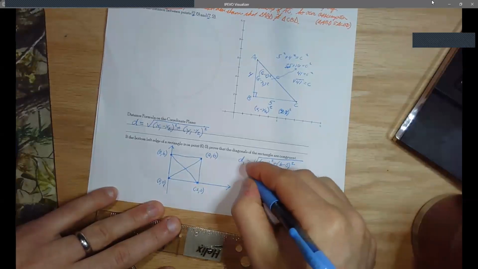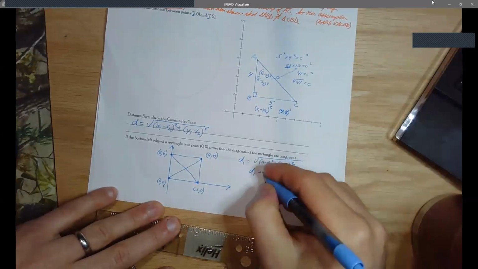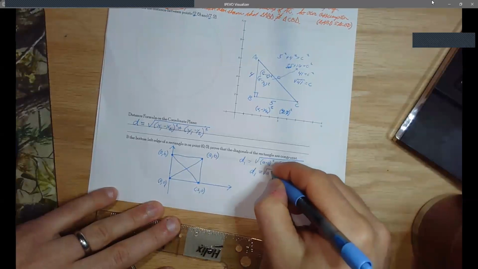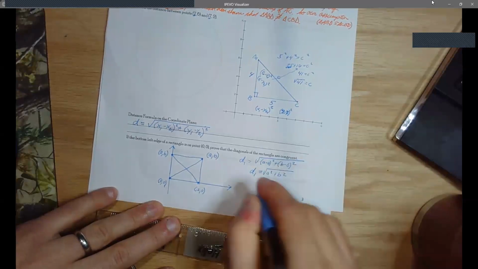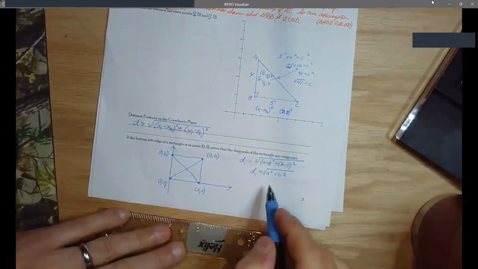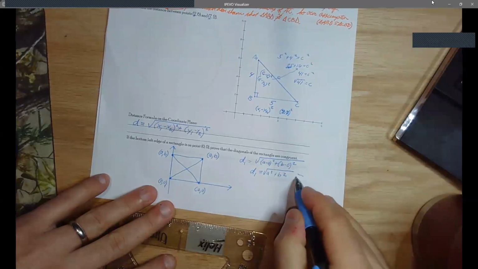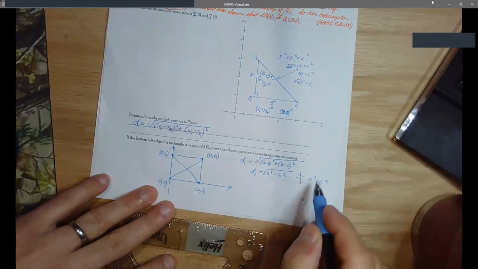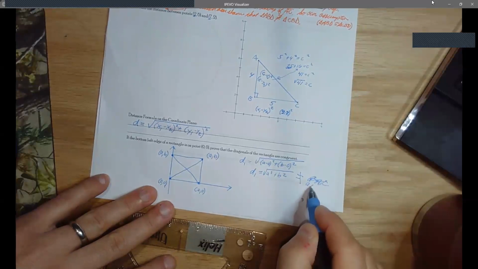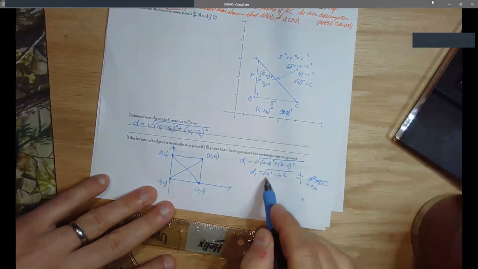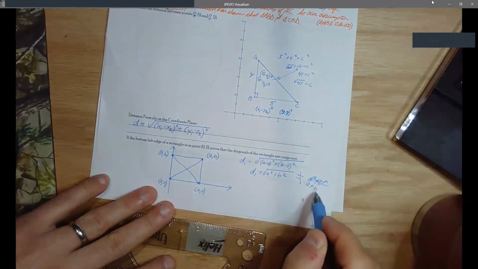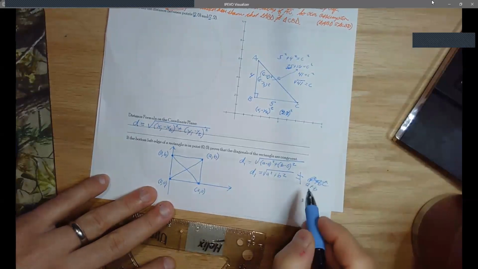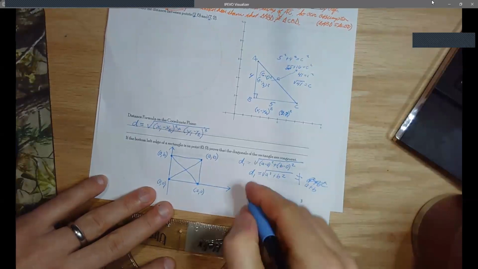And so we end up with the distance of diagonal 1 being the square root of a squared plus b squared. And that's as simple as you can get that. This does not equal a plus b. The square root of a squared plus b squared is not a plus b. I'm sure you remember that from algebra.